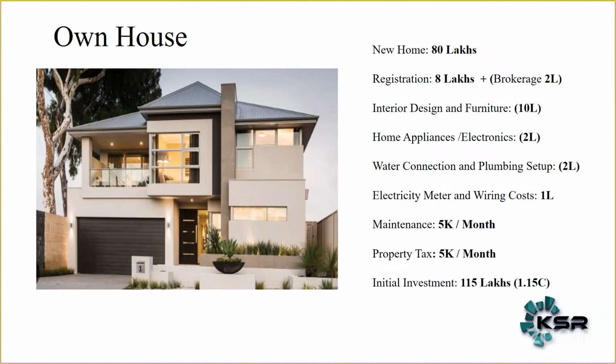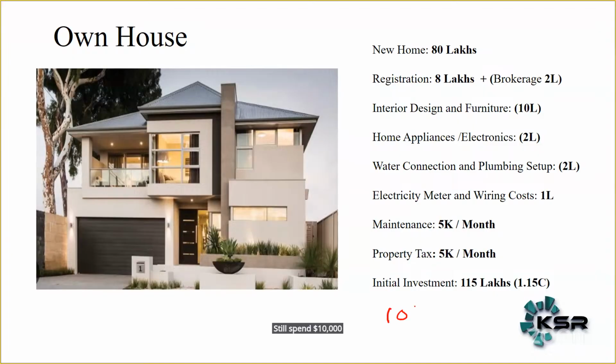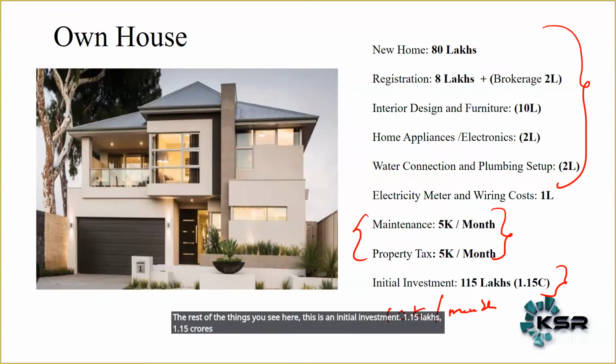Initial cost, 1.15 crores, including your home, registration, interior design, home appliances, water connection, electricity meter. With maintenance and property tax, you'll still spend 10,000 per month. These are all monthly charges. The rest of the things you see here are an initial investment. 1.15 crores you're spending on your own house, and you're spending 10,000 monthly.